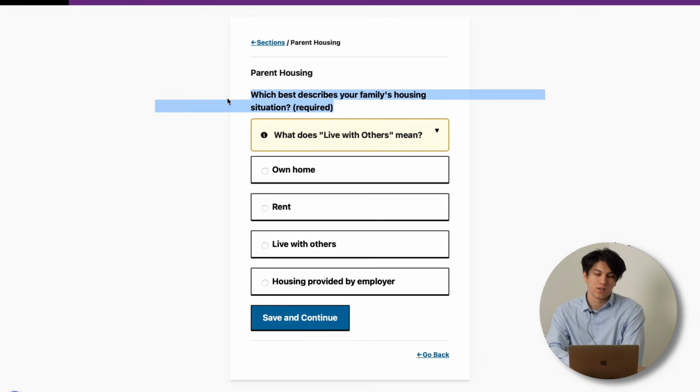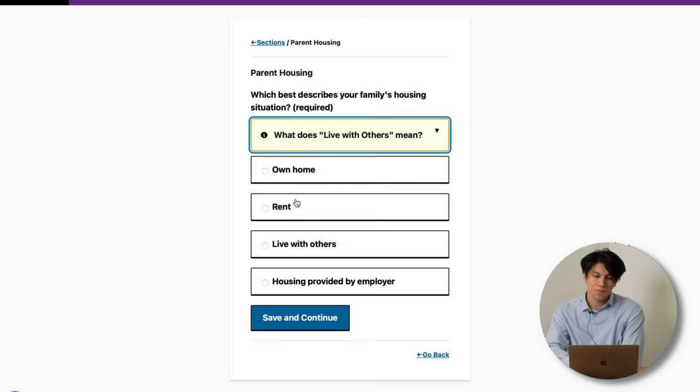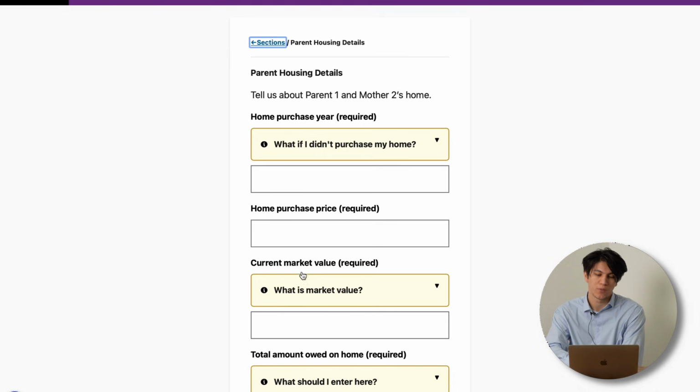Okay, your house. Live with others: if the student's family lives with family or friends and doesn't pay rent, that's live with others. Own home, rent, live with others, housing provided by employer. So you understand that, right? Okay, own home. Let's put the rent. No, let's say own home. Many people own a home, right?